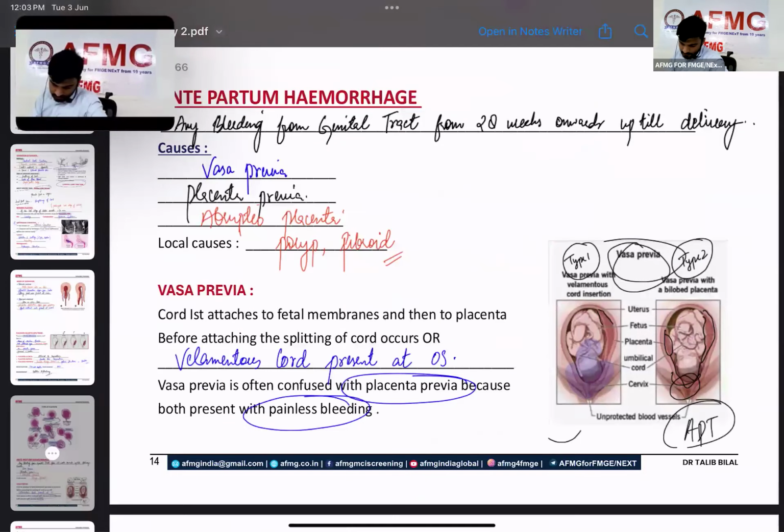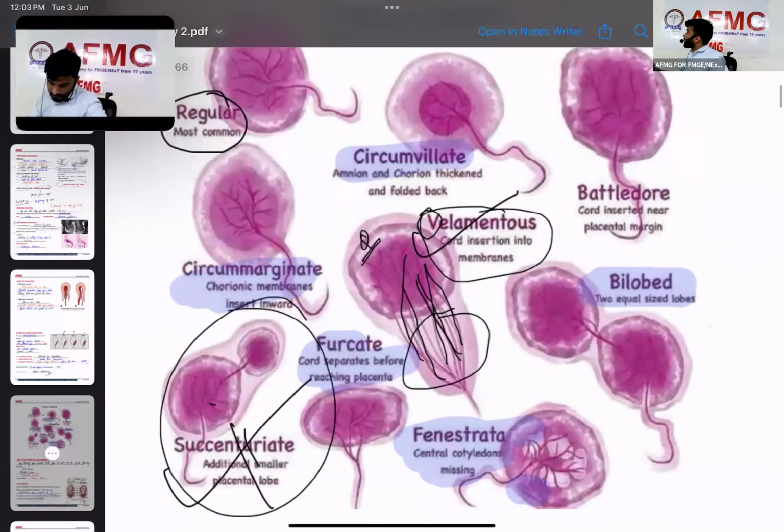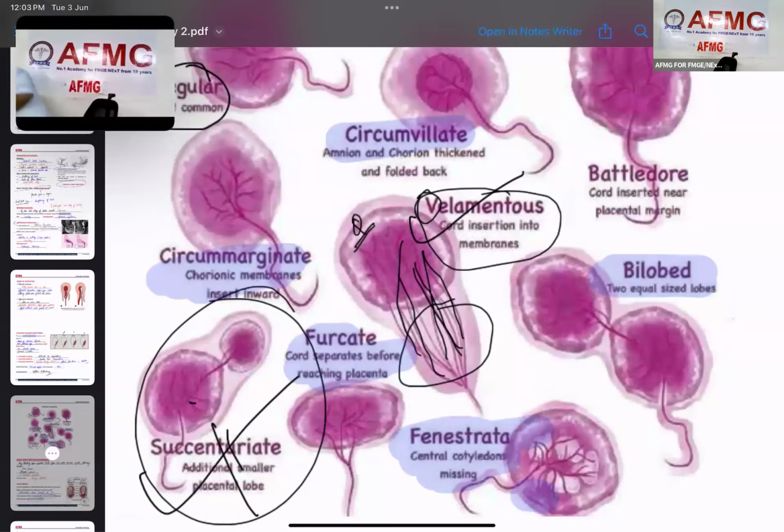Now look at this. Look at this. This filamentous cord insertion. Can you see in the filamentous type of insertion, there are multiple cords? Yes or no? These cords, if they are present at internal os, this condition is called Vasa previa. Sir, how to remember? V for Vasa, V for filamentous. Are you getting my point? First thing. So second thing is that if the splitting of the cord occurs, now see this cord is splitting in two things here, two lines. If the splitting of the cord occurs at the os, again this is called Vasa previa. Clear?